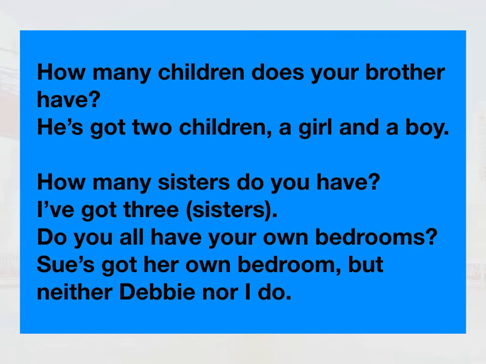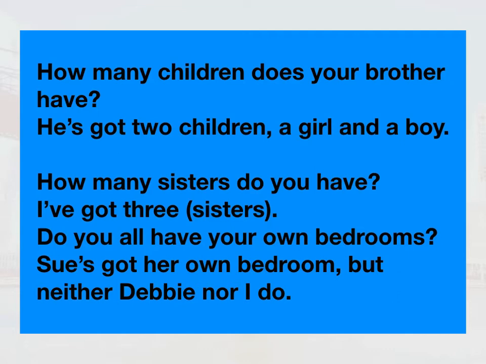For example, how many children does your brother have? He's got 2 children, a boy and a girl. How many sisters do you have? I've got 3. You could repeat, I've got 3 sisters. Do you all have your own bedrooms? Sue's got her own bedroom, but neither Debbie nor I do.